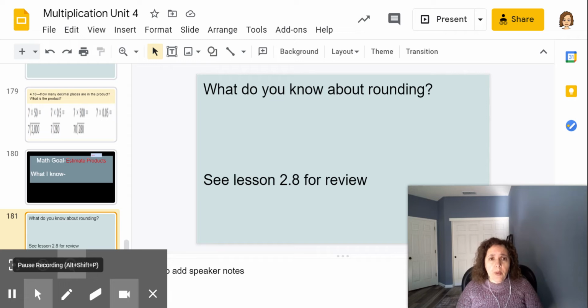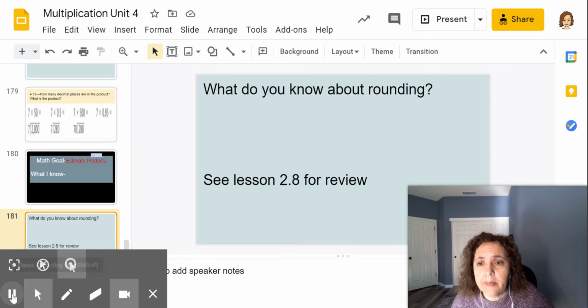If you don't remember how to round, please go back to lesson 2.8 for review. It's on my website, Unit 2, Lesson 8, and I go in depth on what rounding is and how to round. I'm just going to go very quickly for this because that's not our goal for this lesson. Our goal for this lesson is to estimate products, to estimate answers, so then we can see if we're close in our exact answers. All right. So again, if you need more of a review, go to Unit 2, Lesson 8 on my website and watch that math video. All right.